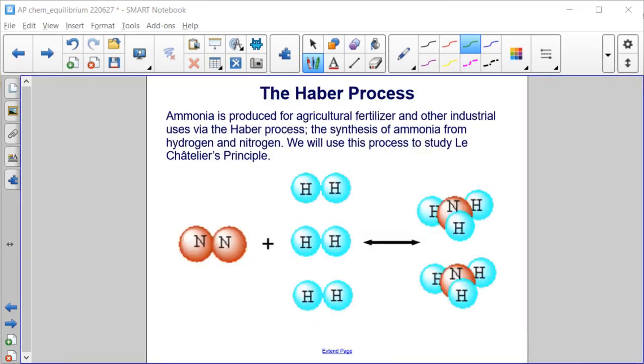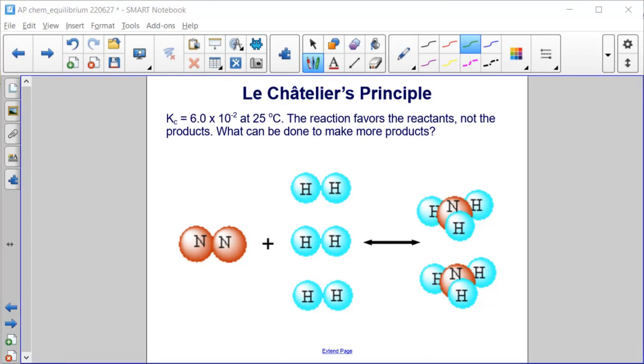The Haber process. Ammonia, NH3, is produced for agricultural fertilizer and other industrial uses via the Haber process. The synthesis of ammonia from hydrogen, which you see here in blue, and nitrogen, which you see here in red. We will use this process to study Le Chatelier's principle.